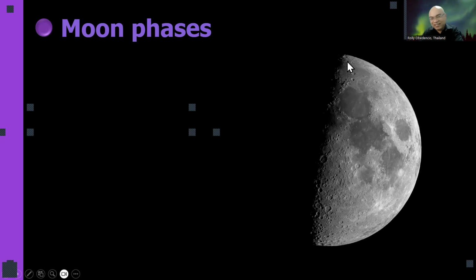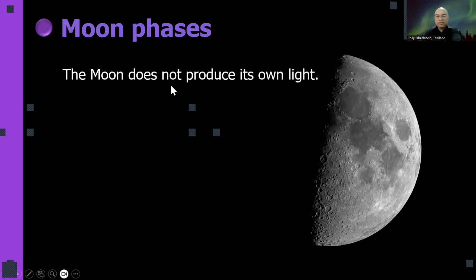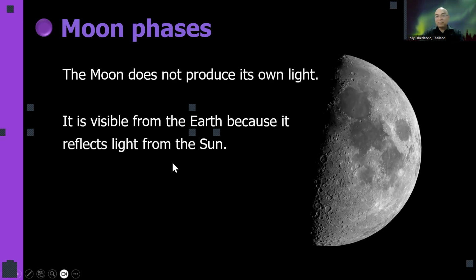Look at this. Okay, do you see now the shape of the moon when it is lit by the sun? This is called here an example of moon phase. So let us learn the moon phases. The moon does not produce its own light. We knew that already in our study before, right? It is visible from the Earth. Why? Because it reflects light from the sun right in this area.